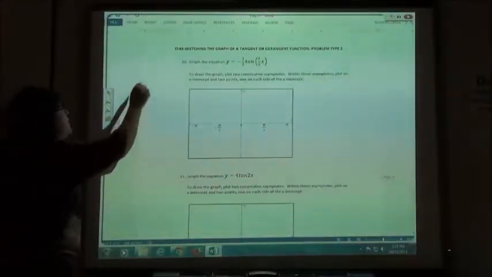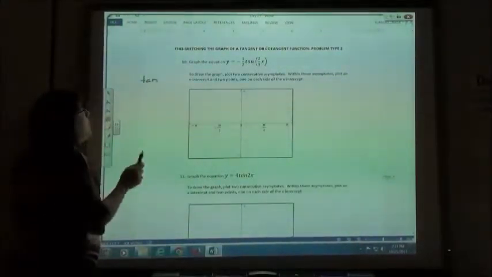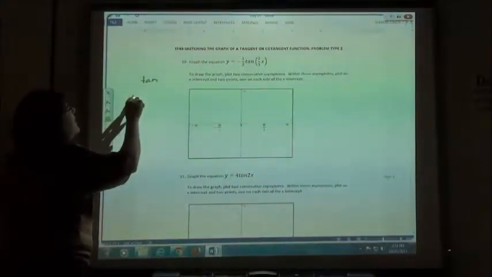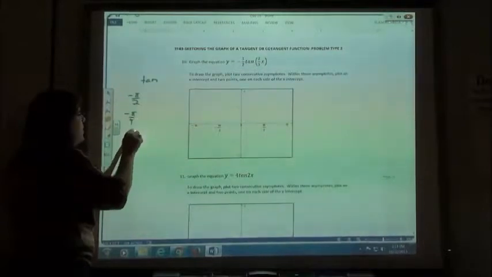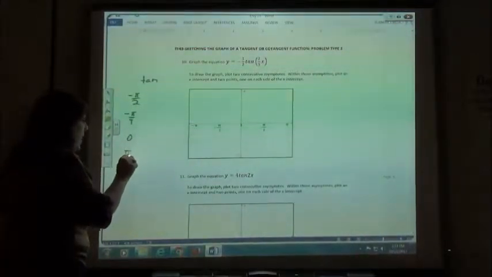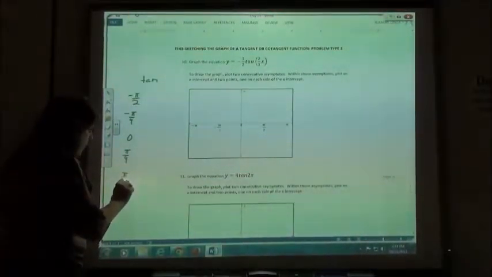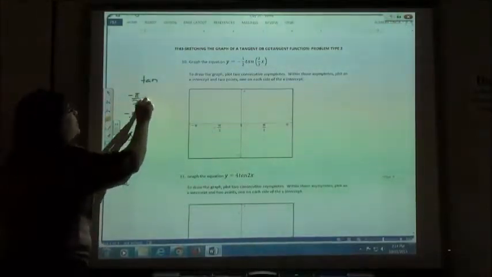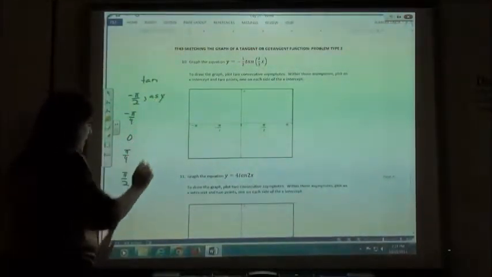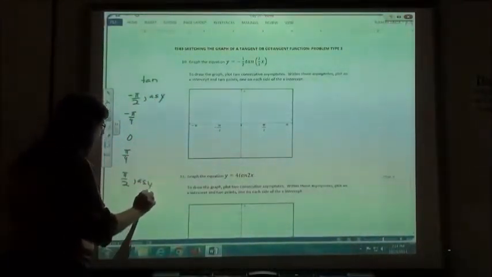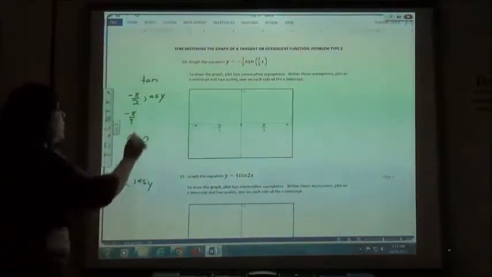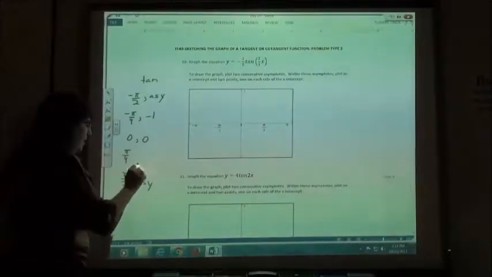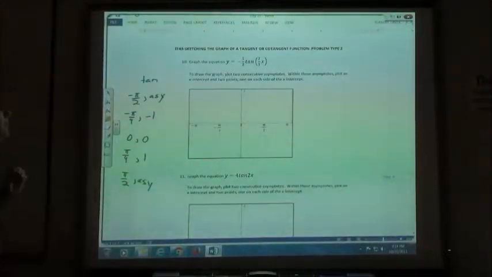Since this is the tangent graph, my normal values for tangent are negative pi over 2, negative pi over 4, 0 in the middle, pi over 4, and pi over 2. With my tangent graph and my cotangent graph, I'm going to start and end with my asymptotes. 0 is going to be in the middle. For my tangent graph, I'm going to start in the negative, end in the positive. Unless we start with a negative up there.